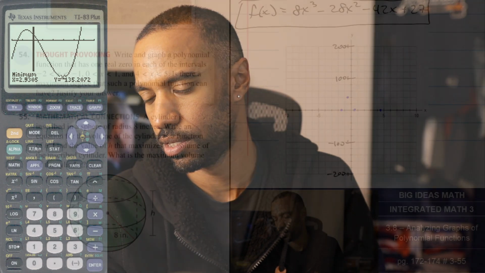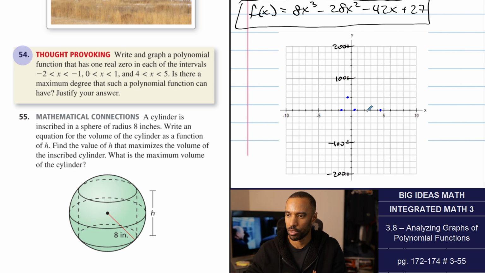Where's my left bound? That's fine. Right bound 5. 2.39 comma -135. So 2.39 comma -120, 140, -139 is basically about right there.